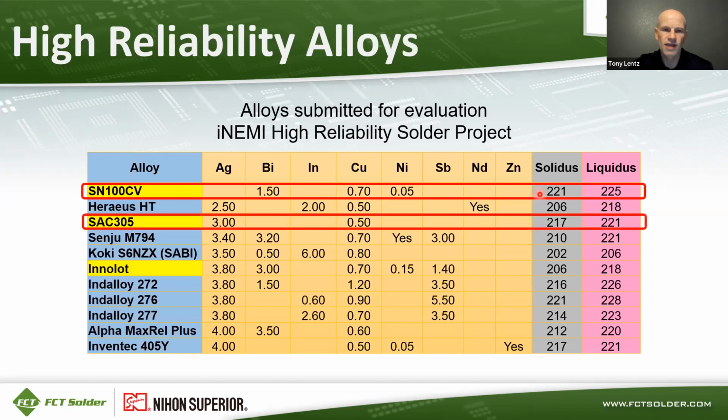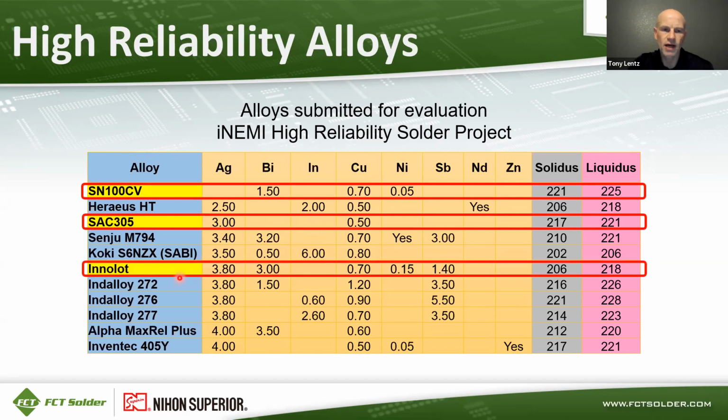The next alloy on the table that I highlighted is SAC305, which, as everyone knows, has 3% silver and 0.5% copper. And then the third alloy is Innolot, which is a very popular high reliability alloy that's used in various industries, but really targeted, I believe, for automotive electronics. That's got a mixture of many different elements in it. It's got silver, bismuth, copper, nickel, and antimony. And the melting range is fairly wide, 206 to 218 C.